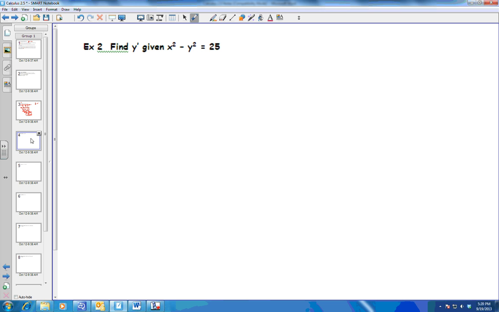Find y prime. Okay, first of all, I know this, I could solve for y for this, but when I solve and take the square root, I have a plus or minus involved. So I'm going to use implicit differentiation. So I'm going to find the derivative of the x squared. So that's already in terms of x, so I just 2x minus the derivative of y squared is 2y, but since it's not with respect to x, I would normally write dy dx, but we're just going to put y prime equals the derivative of 25 is 0.